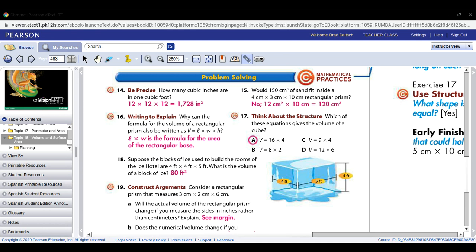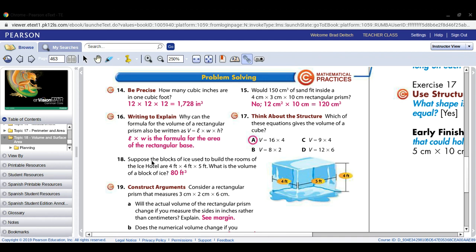And B doesn't work. I'm not sure what they were going at with that. Maybe like 2 times 2 times 2 times 2. And neither does D. So the answer is A. All the dimensions would be the same, 4 times 4 times 4.